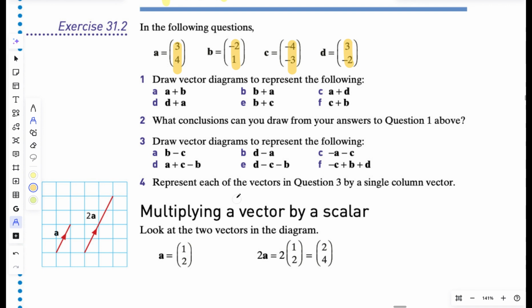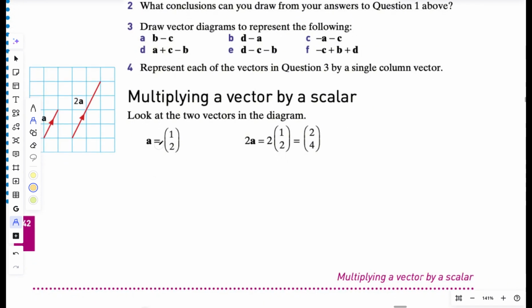Now let's go to multiplying a vector by a scalar. This is easy. If they give you vector A is 1, 2, and they say find vector 2A, what you simply do is double A. Multiply whatever A is by 2. So since here was 1 box, if you multiply by 2, the horizontal value will now be 2 boxes.